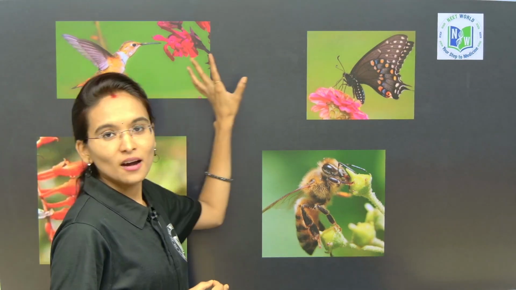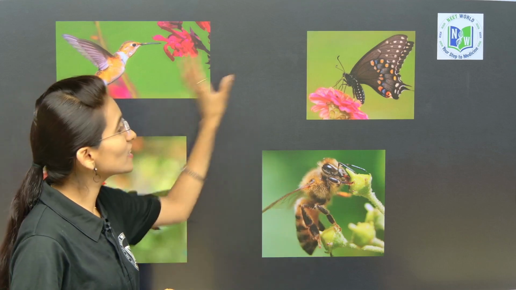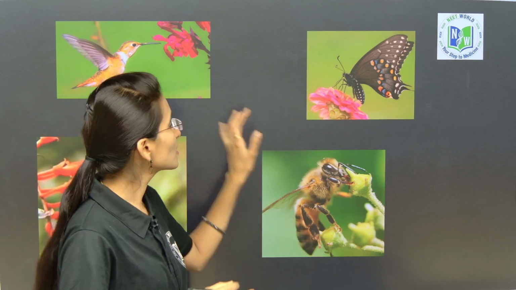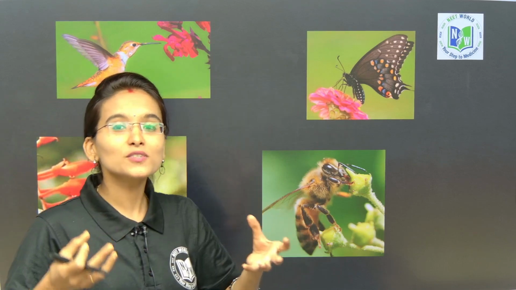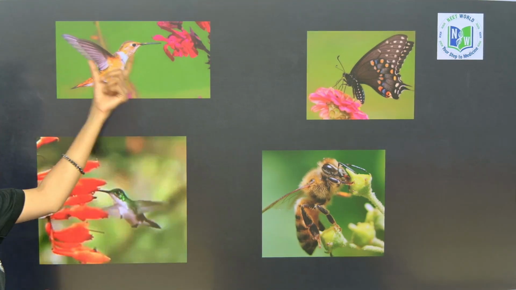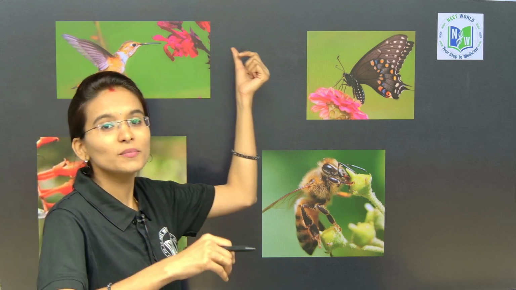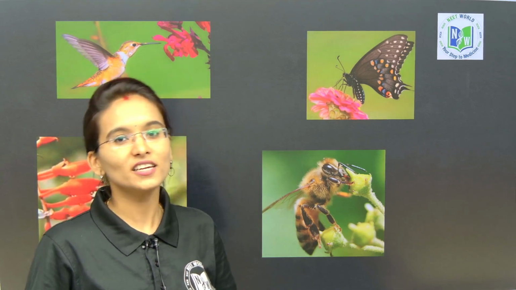Here it is a hummingbird, here it is a butterfly and here it is a bee. Okay, these three are different types of organisms which contain different types of feeding organs to capture the food, right? Yes. So if we see the hummingbird, it is going to contain a beak. Okay, with the help of the beak it is going to suck the nectar from the flowers.